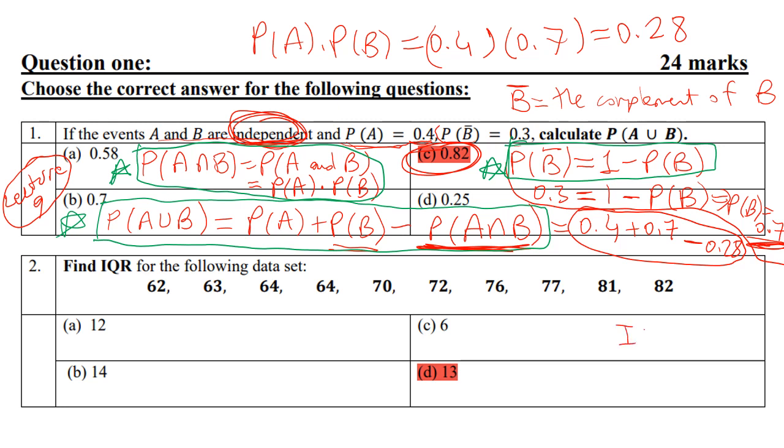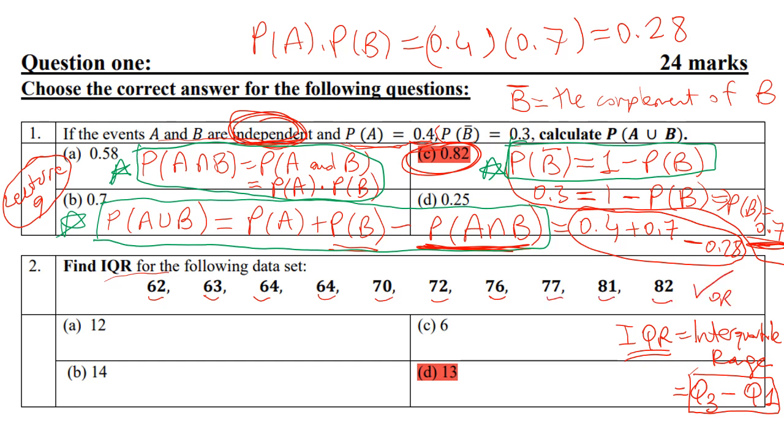So let me tell you, what is IQR? Let's remember it. This is the interquartile range. And the interquartile range is the third quartile minus the first quartile. So the difference between the third quartile and the first quartile is called the interquartile range. Now, in order to do it, you have to first order the data. Is it ordered? 62, 63, 64, 64, 70, 72, 76, 77, 81, 82? Okay, it's ordered. So this is all ordered.